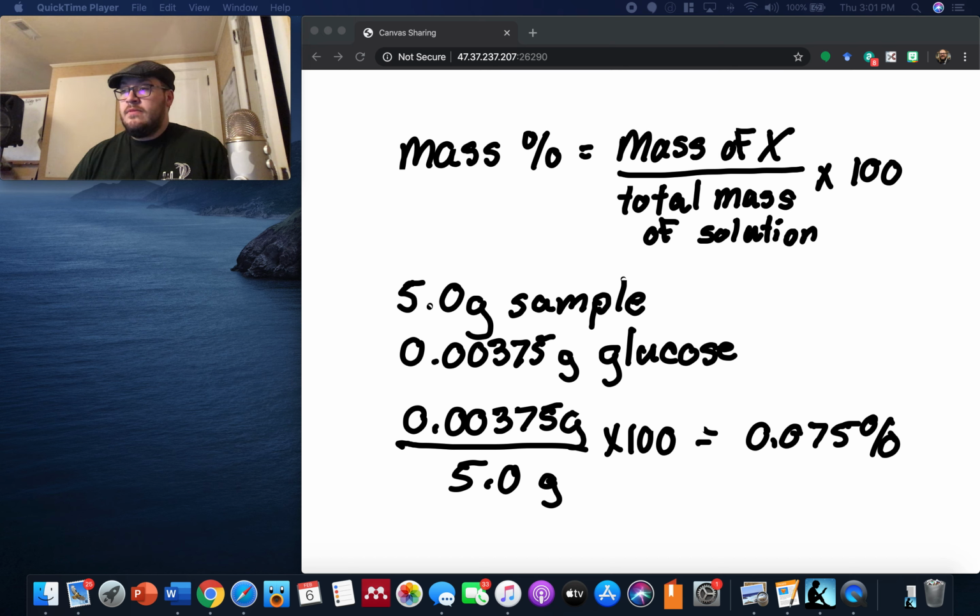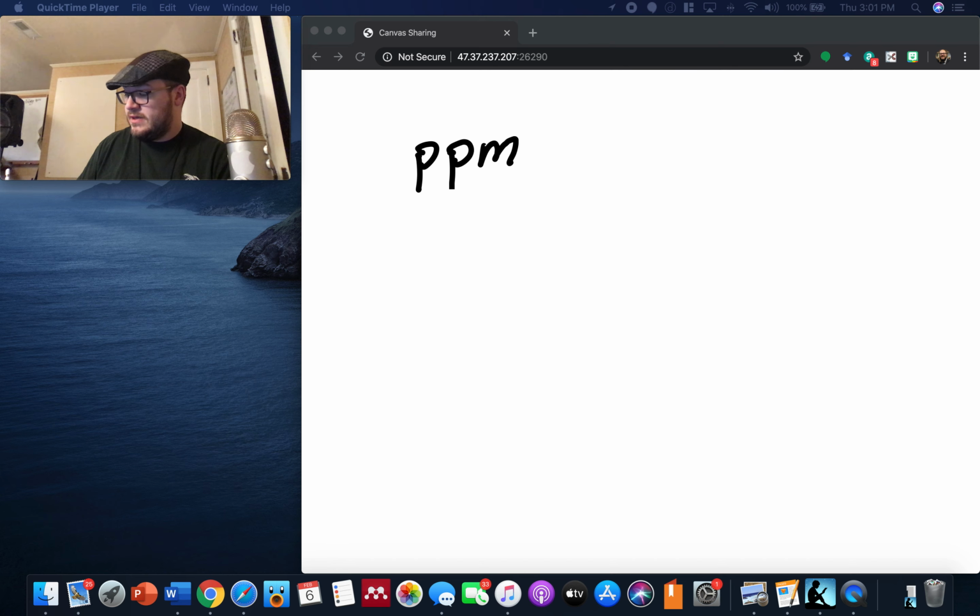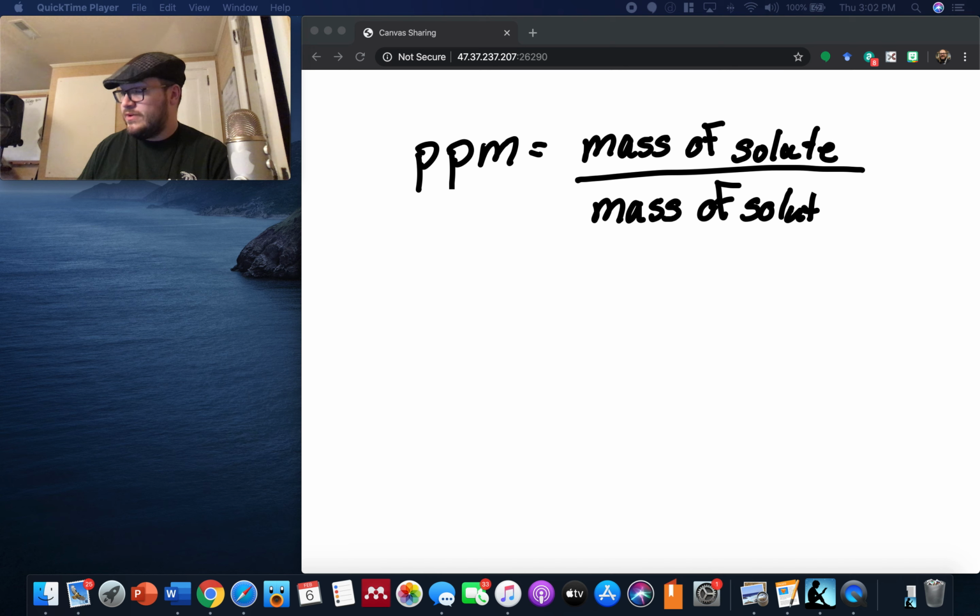So you probably heard of the term parts per million or parts per billion. All you're doing is multiplying by 10 to the 6th or by 10 to the 9th. So parts per million, ppm, is equal to the mass of my solute, which is what is being dissolved, divided by the total mass of solution, solute and solvent, times 10 to the 6, which is parts per million.